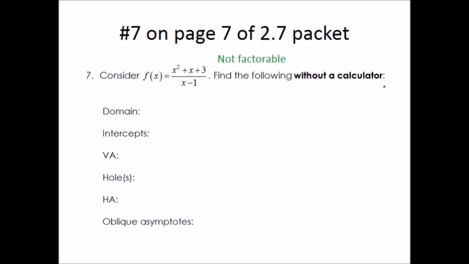To find the domain, I need to find the discontinuities. To find the discontinuities, write an equation stating that the denominator does not equal 0, and solve for x. Here, the graph will have a discontinuity at x equals 1. So my domain consists of all real numbers except 1.